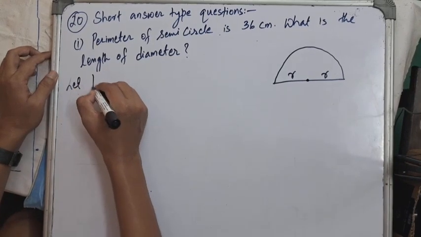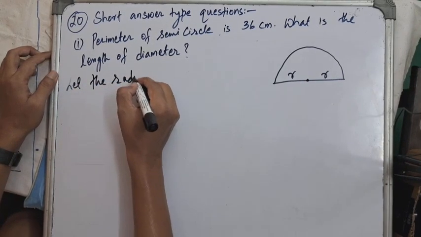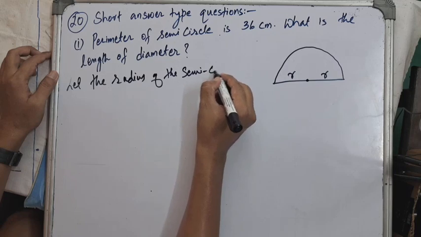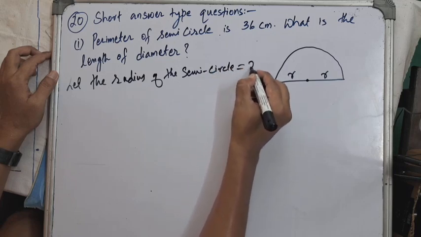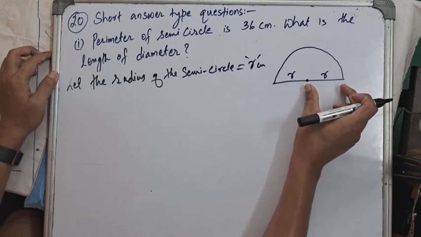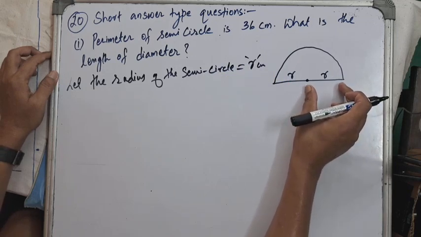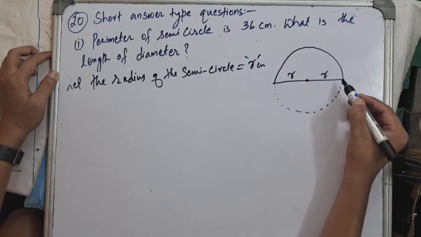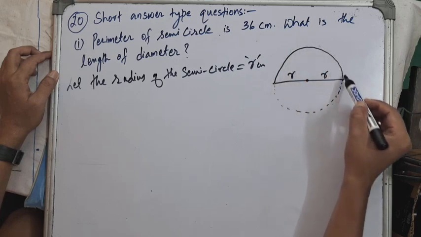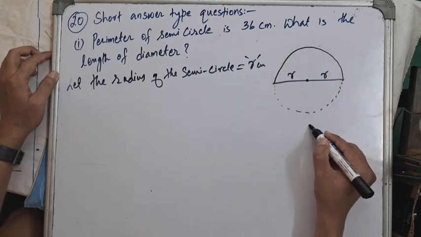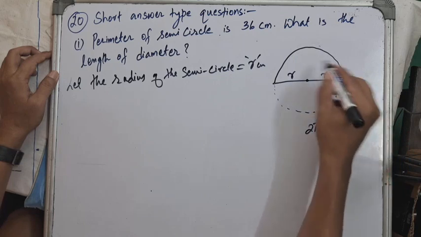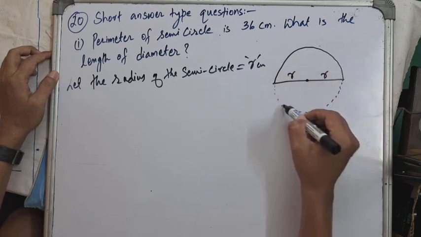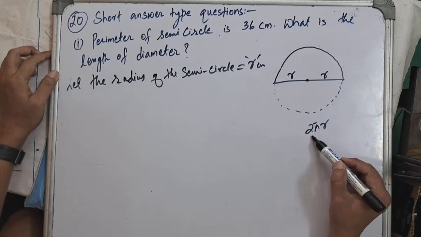Let the radius of the semicircle be equal to r centimeter. We are assuming the length of the radius is r centimeter. If this was a full circle, then the total length of the curved part would have been 2 pi r, the circumference of the circle, isn't it? That is 2 pi r.